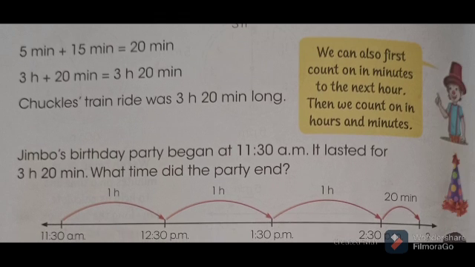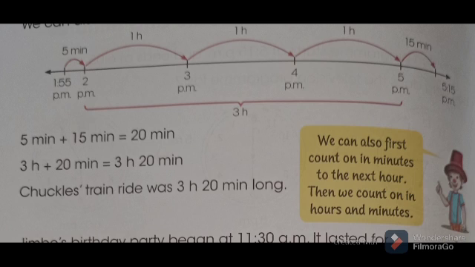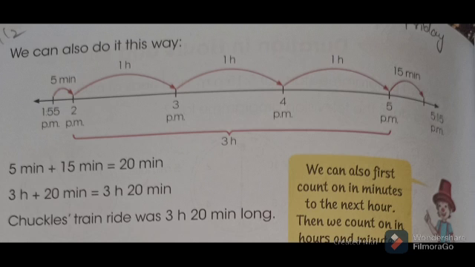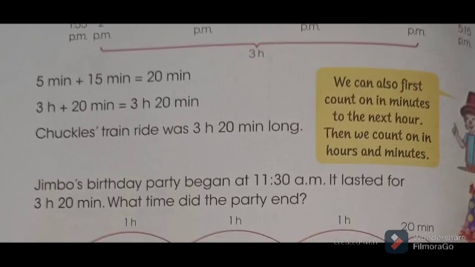So what we have learned, we can also first count on in minutes to the next hour. As in this example, we count 5 minutes to the next hour, that was 2 p.m. And then we count on in hours, and then again we count the remaining minutes.